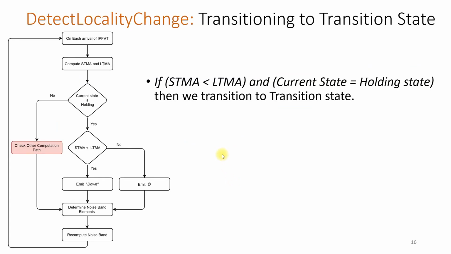To begin with, let's start understanding how we move to the transition state, which is a simple condition check. When STMA is less than the LTMA and the current state is the holding state, we simply move to the transition state.